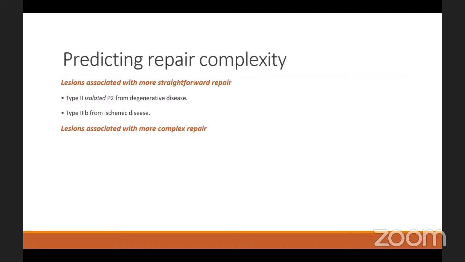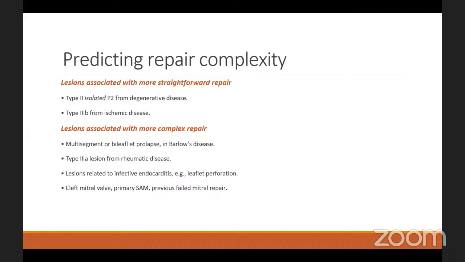Lesions that are associated with the more complex repair when you have a bileaflet prolapse like in Barlow disease, which we will discuss just in a few moments. Type 3A lesion from rheumatic disease, lesion with infective endocarditis and leaflet perforation, cleft mitral leaflet, primary SAM, and previous mitral valve repair failure. This will give you an idea that you will have a complex repair of the mitral valve.